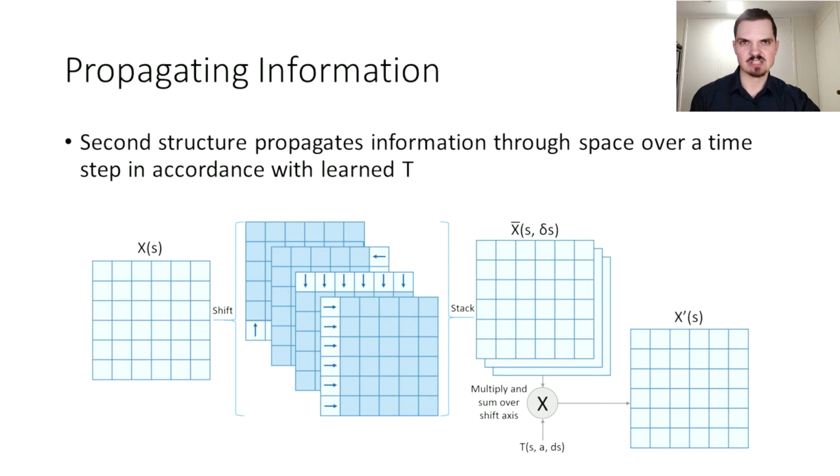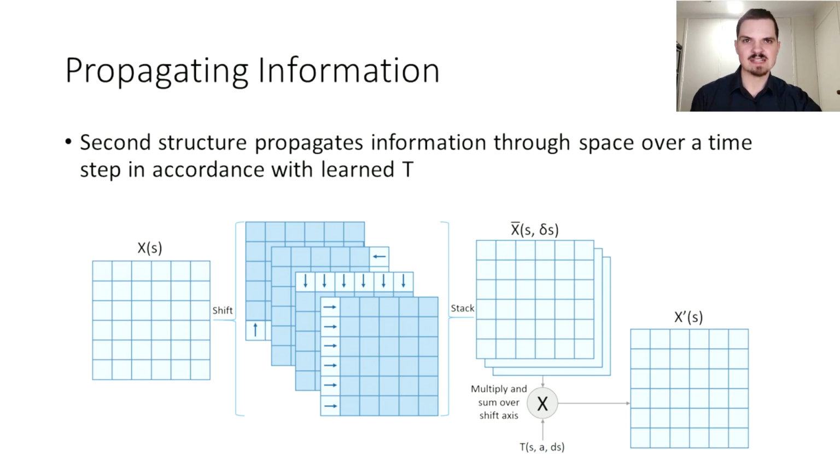The second structure efficiently propagates information such as state action values and beliefs through space over a single time step, in accordance with the learned transition function. To enable information such as state action values or beliefs to be propagated based on a set of transition probabilities in the form T(S, A, delta S), LCI-Net constructs locally connected layers with indirectly interrelated weights. An overview of this new structure is shown here.